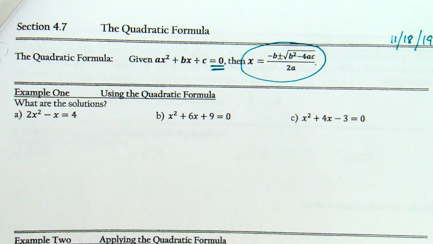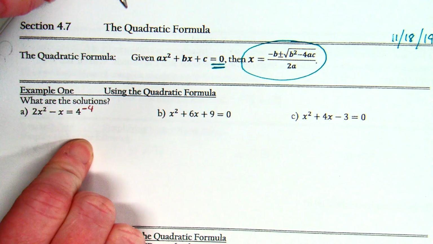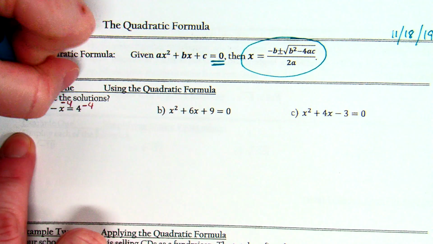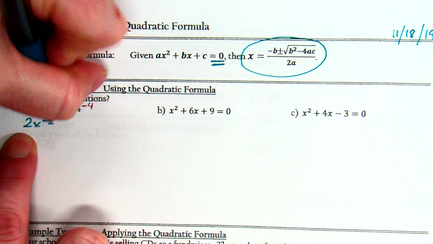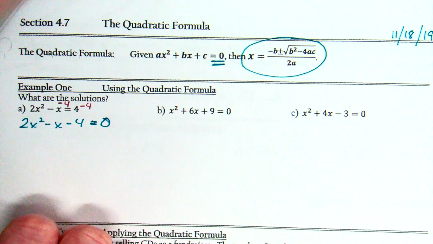So how are we going to make this equal to 0? Subtract 4. Okay, if it's a positive 4, let's subtract 4. If I subtract 4 from one side, I subtract 4 from the other side. So now my left side reads 2x squared minus x minus 4 equals 0.